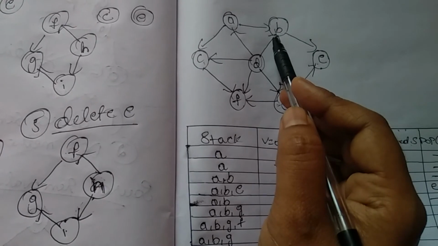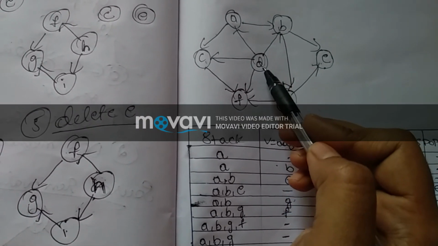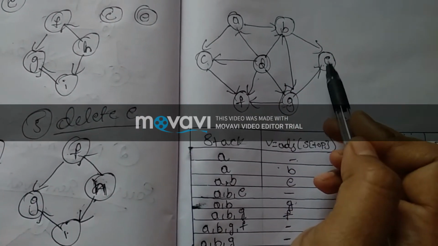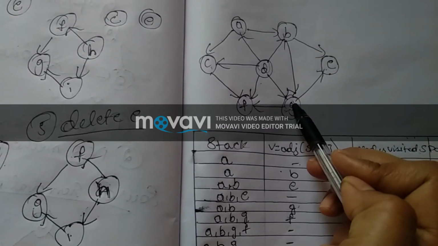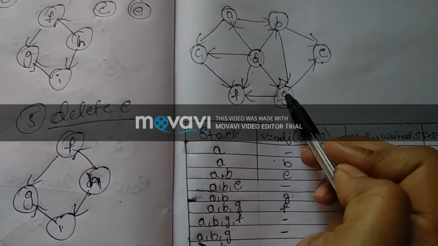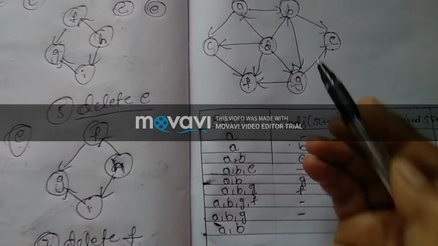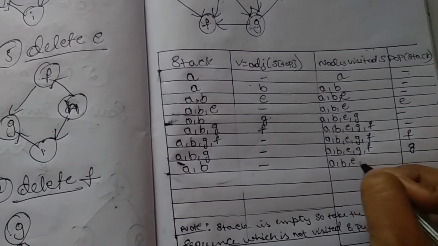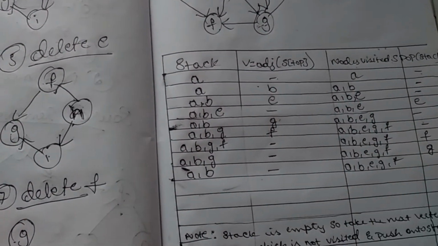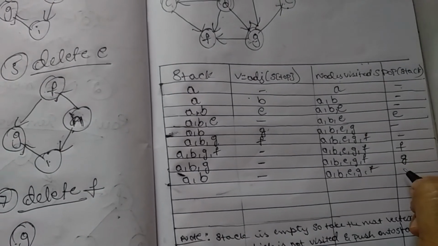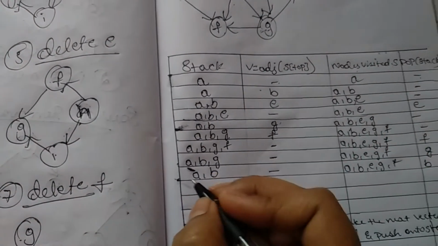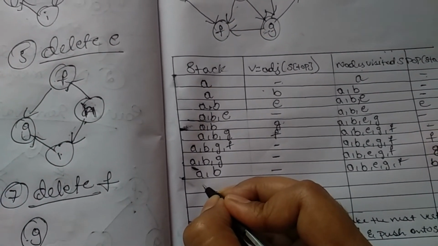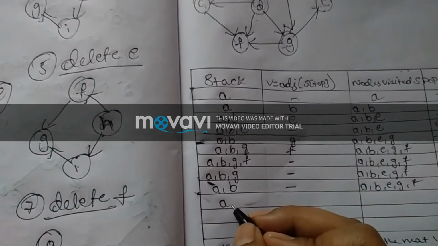Yes, again I'll go back to B. Is there any other adjacency vertex other than E? For B, E and G are already done. There is no adjacency vertex for B. Again, you pop B from the top of the stack. I'll just remove B. Now only A will remain on top of the stack.